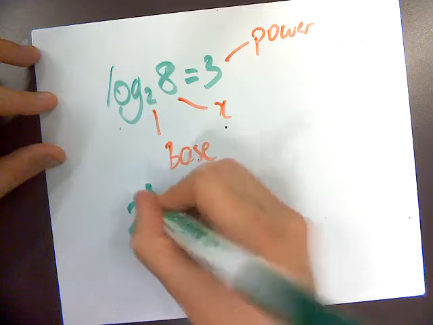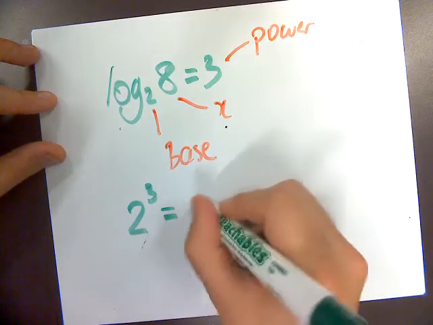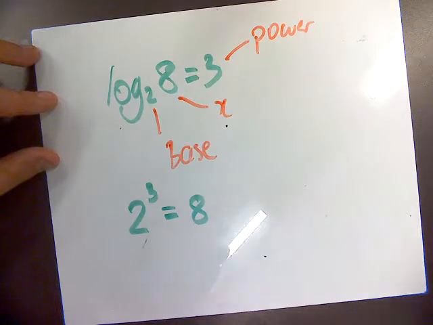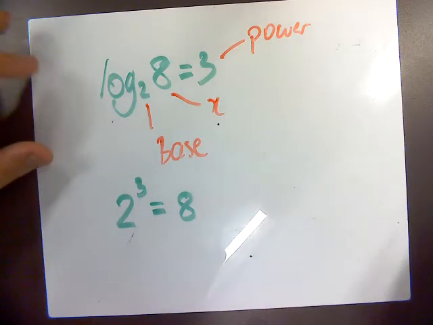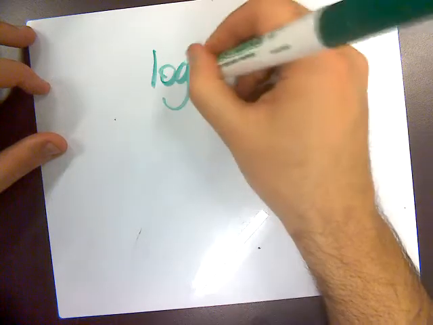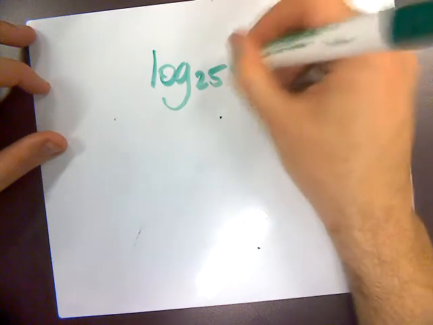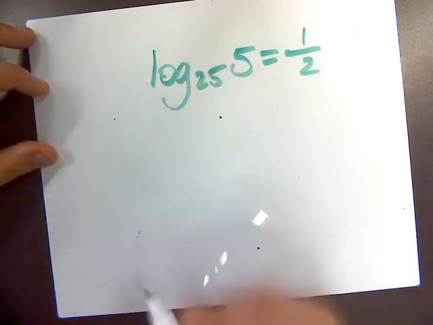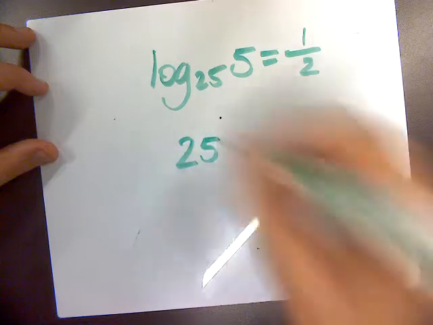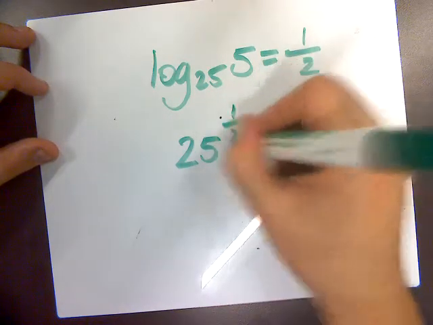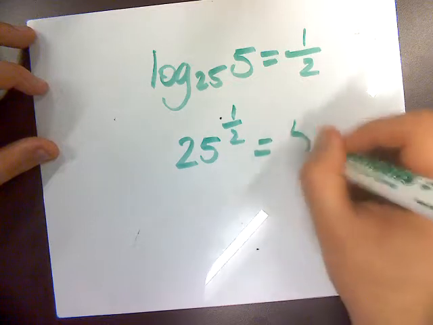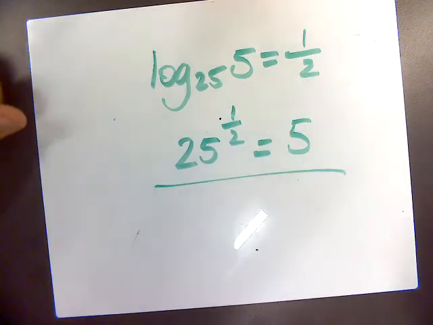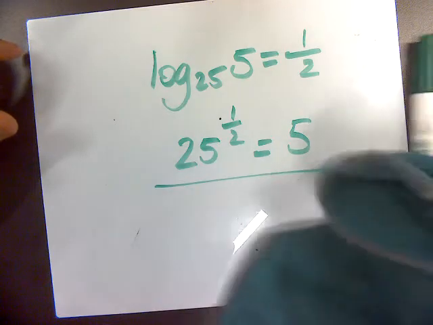My power's on this side here. My power 3 is going to equal 8. And that makes sense. 2 to the power 3 is going to be 8. The process of converting really doesn't get much harder than that. If we look at, for example, log base 25 of 5 equals 1/2, well, again, we know our base is always down next to the log, so we go to index form. I'll have 25, our power on the right-hand side, equals 5. And that makes sense. We know that 25 to the power of a half is going to be 5.